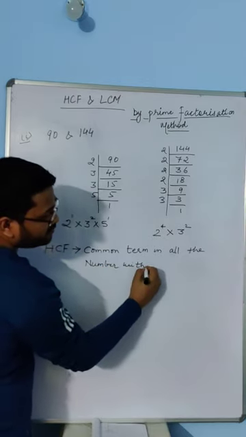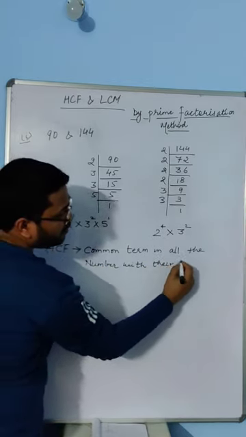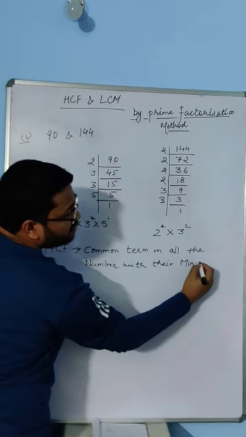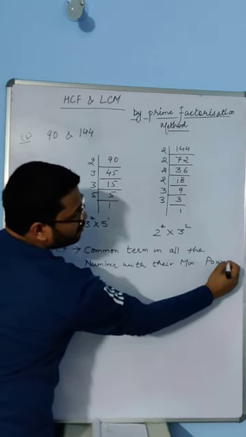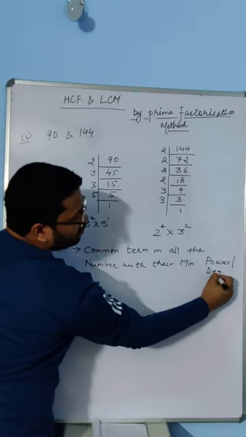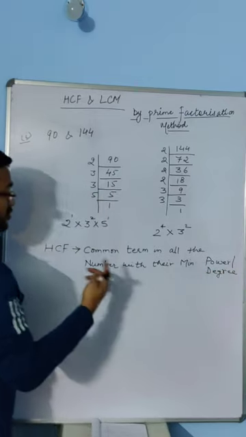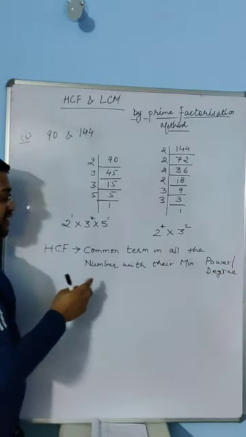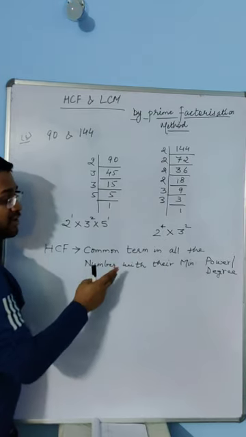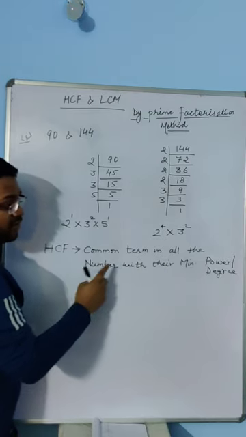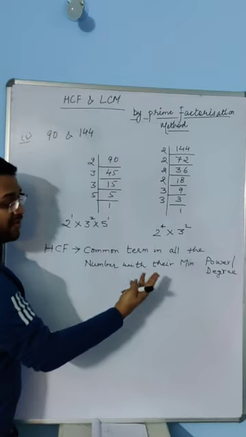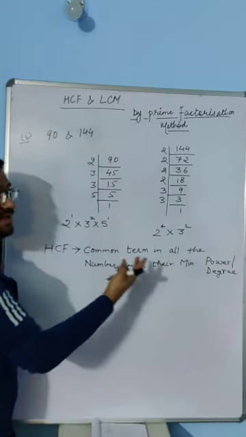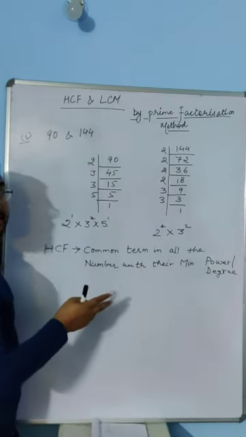So common terms in all the numbers with their minimum power or degree, what do you call it? Okay, so HCF, what kind of terms do you have to choose for HCF? Common terms in all the numbers with their minimum power or degree. In all the numbers means in the numbers for which you are finding the HCF and LCM.